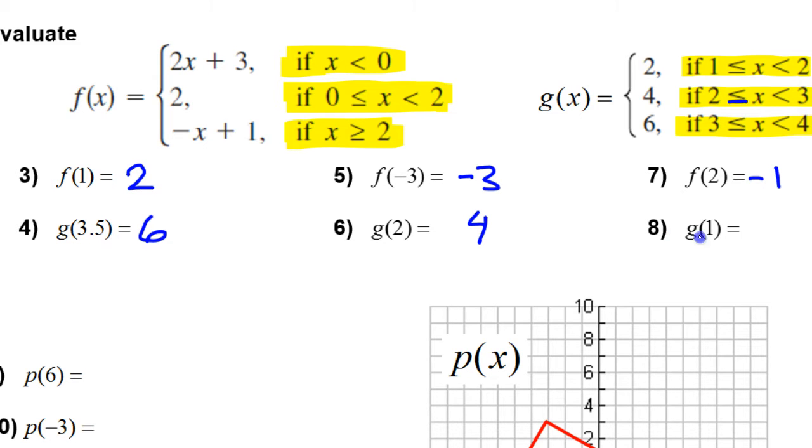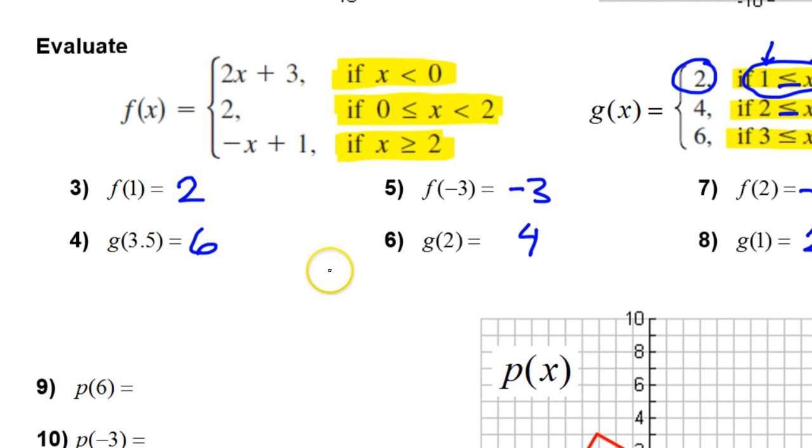Okay, and then there's number 8, function g. So we're back over here again. 1 is actually right here. So we're going to wind up using the top function, because x equals 1. This part tells us that we're supposed to use this function if x equals 1 because of the or equal to part. So that means the answer is simply 2. So that's how you evaluate a piecewise function if you're given the function in equation form.